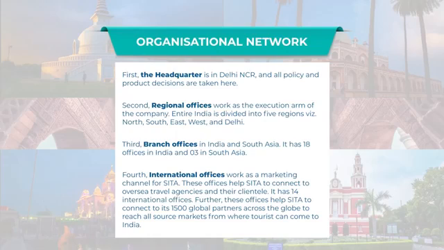Fourth important level is the international offices. These offices work as a marketing channel for SITA. These offices help SITA to connect to overseas travel agencies and their clientele. It has 14 international offices. Further, these 14 offices help SITA to connect to its 1500 global partners across the globe to reach all source markets from where tourists can come to India. Besides these 4 levels, SITA works with many handling agents within India. These handling agents help SITA to cater to the requirement of the inbound tourists traveling within India.